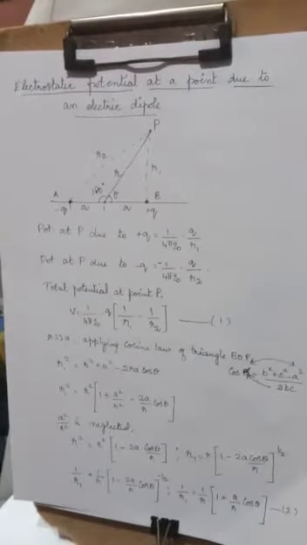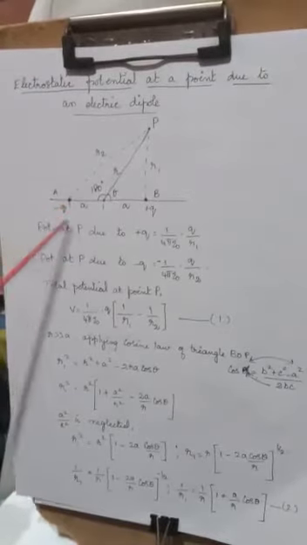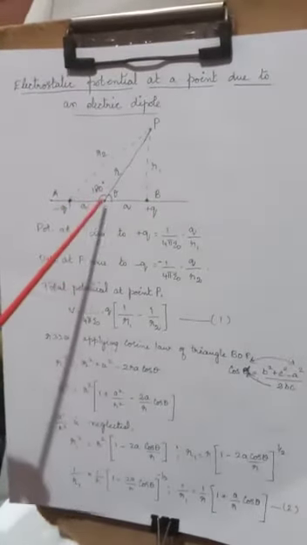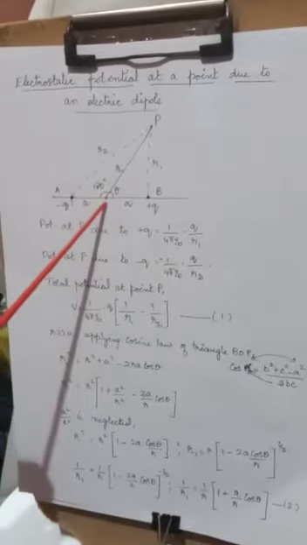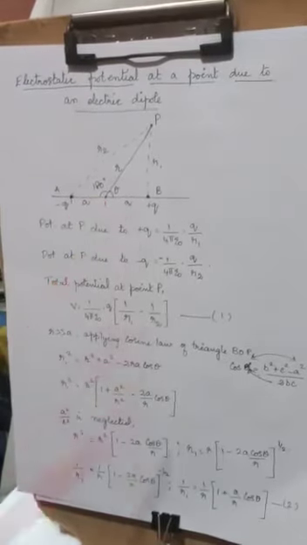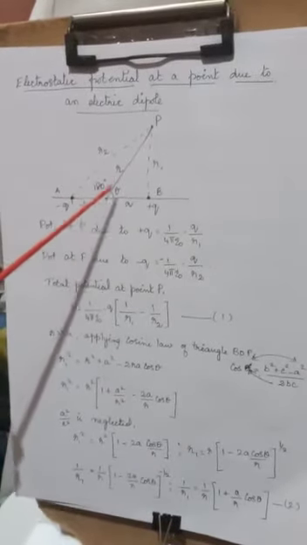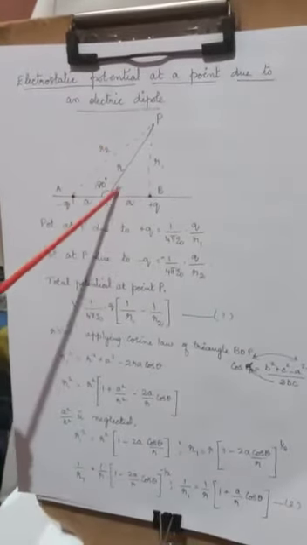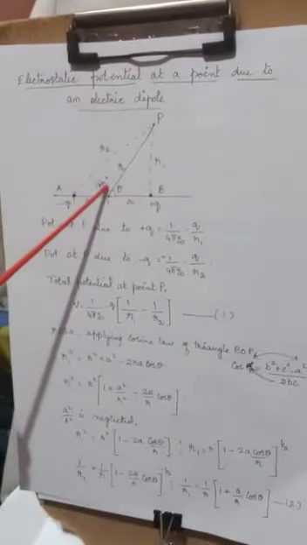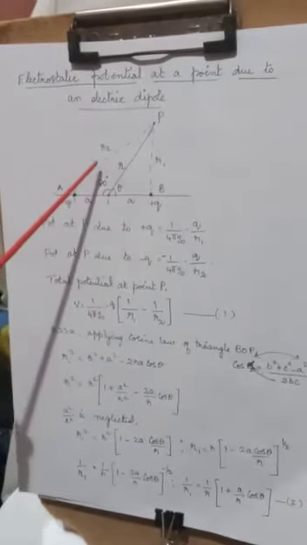Okay, so from the midpoint, as it is a dipole, you always have minus q and plus q, separated by a distance of 2a. From the midpoint O, you have a, and r will be the distance between the midpoint and the point P, which makes an angle of theta. The remaining angle will be 180 minus theta. The distance from the positive charge will be r1, and from the negative charge will be r2.